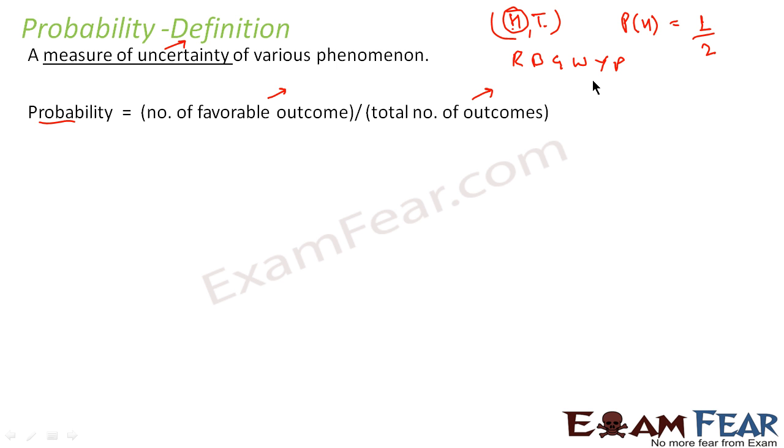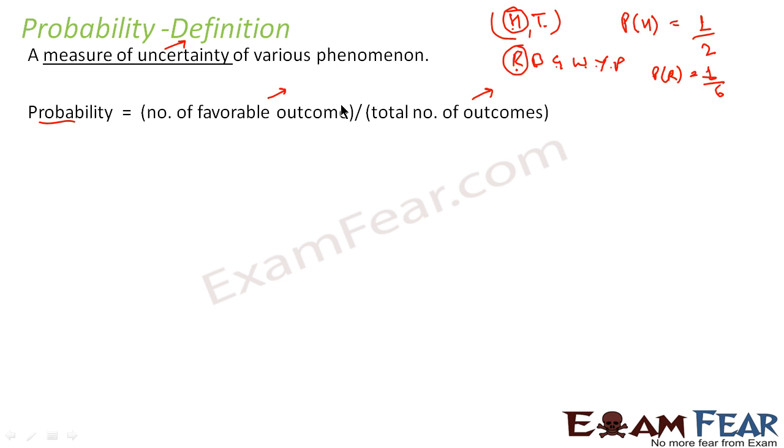6 different color balls. And you want to draw one ball from the jar, and find the probability that the ball is red. So the favorable number of outcomes is 1 because there is only one red ball. So I'll say probability of red is 1 by total number of outcomes. How many balls? 1, 2, 3, 4, 5, 6. So you get 1 by 6.